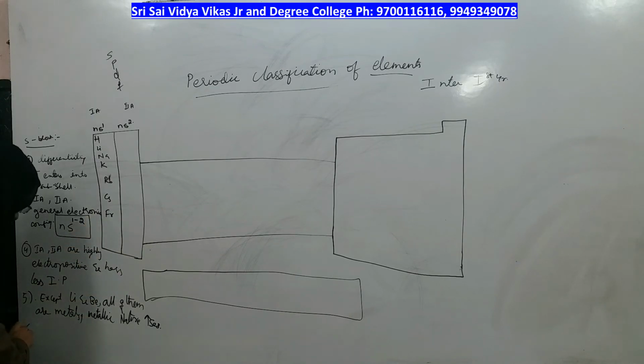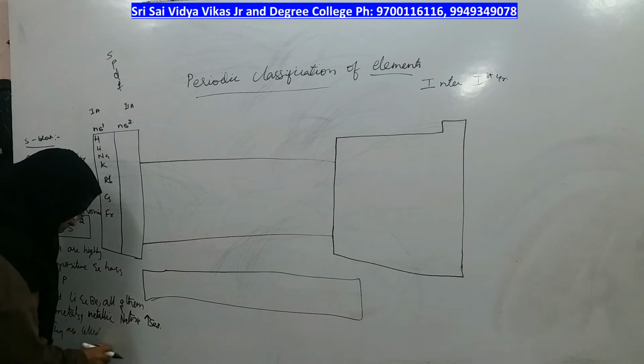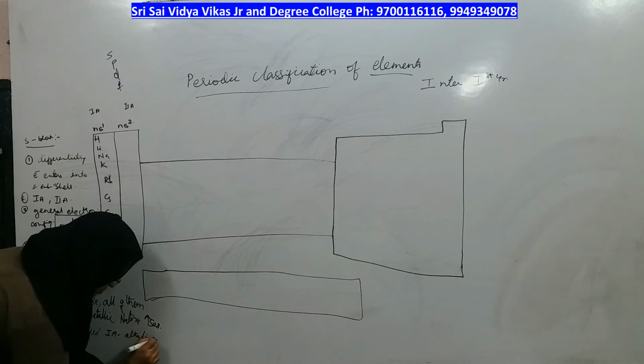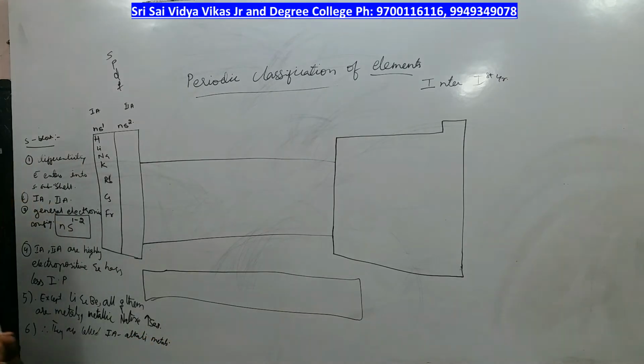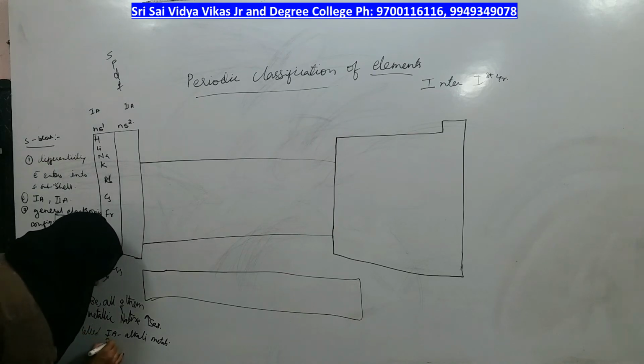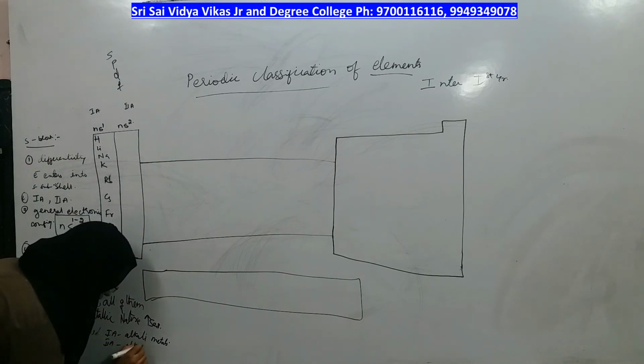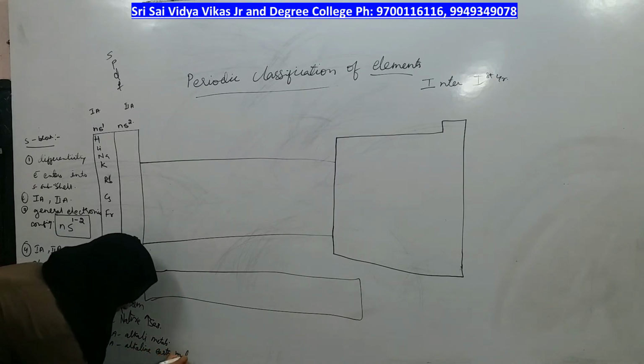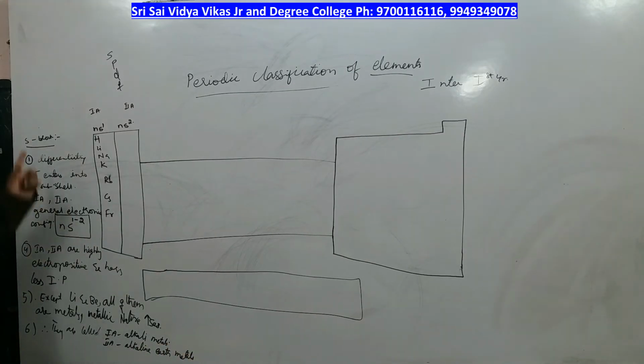Therefore they are called as, who? First A group is called as alkali metals. Both of them are metals, right. First A is called as alkali metals and second A is called as alkaline earth metals, right. These are the properties especially for S block elements.